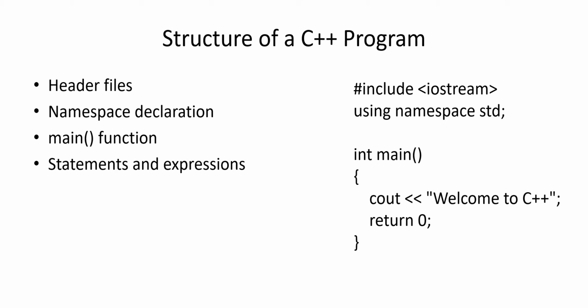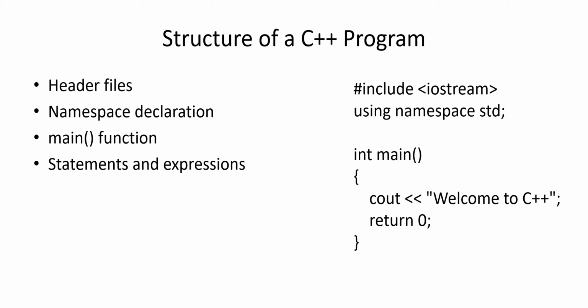This is the structure of a C++ program. A C++ program follows a well-defined structure. It typically consists of header files, namespace declarations, the main function, and executable statements. A header file provides necessary library functions. A namespace avoids naming conflicts, and the main function acts as the entry point of execution. Understanding this structure is essential before writing any C++ program.